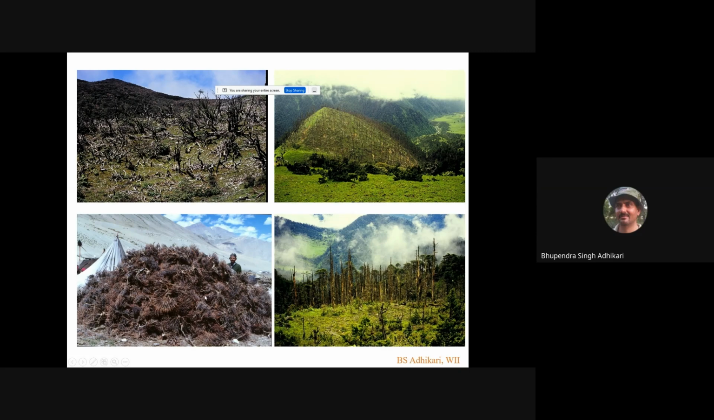Similarly, on the lower left you can see, as I mentioned, in the Trans Himalaya this is the keystone species. You can see that I'm standing just behind it. These are basically the trunk portions they have collected for their food. Once they have collected from a large area, which is a habitat for Kiang and all those animals, those animals will not use that area now. So that kind of problem is there.